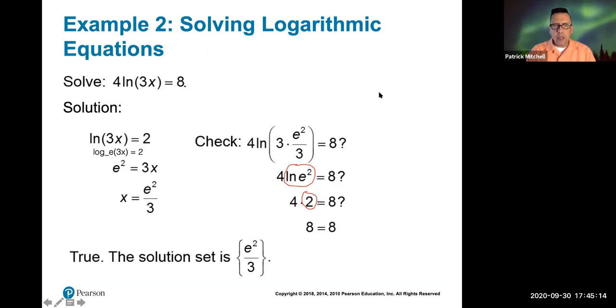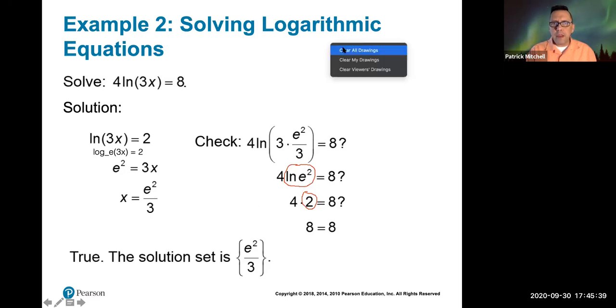Interestingly, they did not give an approximation for that solution. Often they do that when it comes out to something like that. So maybe just pick up your calculator and verify that to 2 decimal places, e squared divided by 3 is about 2.46. Okay. Just in case they ask you for the approximate solution.